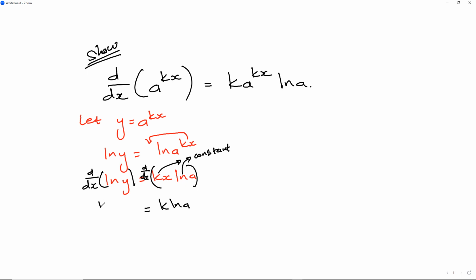On the right-hand side, 1 over y times dy dx, because I'm deriving with respect to x, but I'm not deriving x, I'm deriving y. So we put dy dx. Okay. Now moving y across, I can isolate dy dx, and it'll become y times k ln a. So dy dx becomes yk ln a.